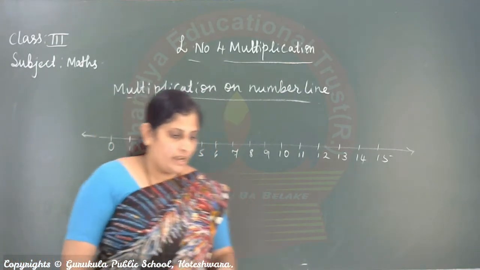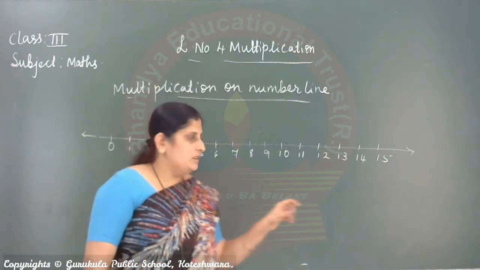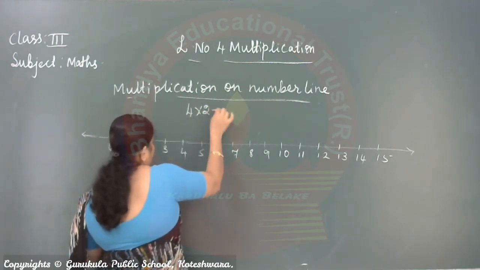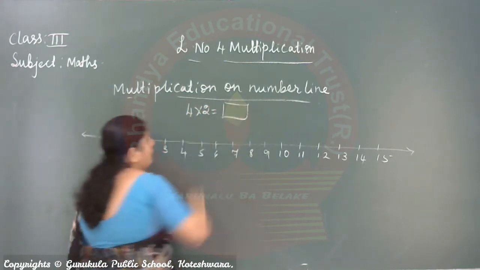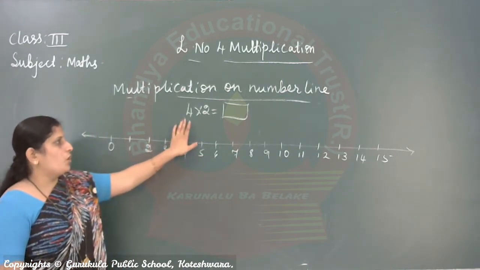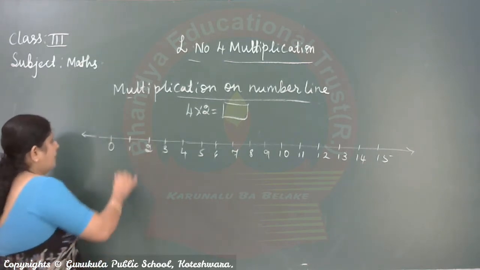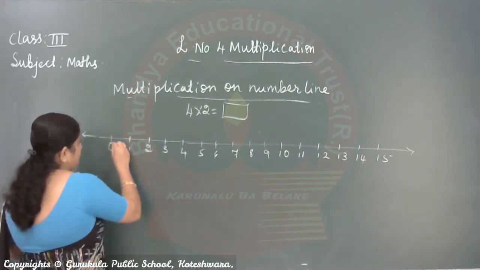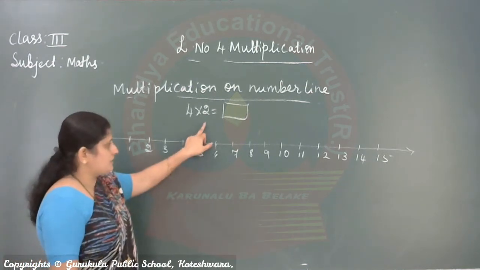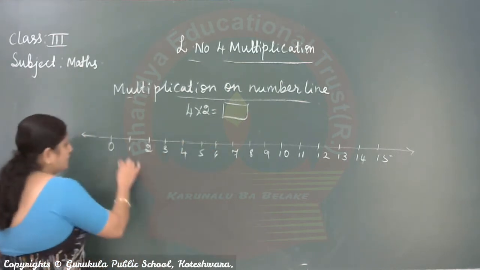Okay? So, one example is given: 4 twos are dash. Your question is 4 twos is equal to dash. How can we represent this on a number line? Here see, this means 4 times 2. 4 times 2 means we have to take 4 jumps. How many steps? 2 steps. We have to use 2 steps here, but 4 jumps we have to take.